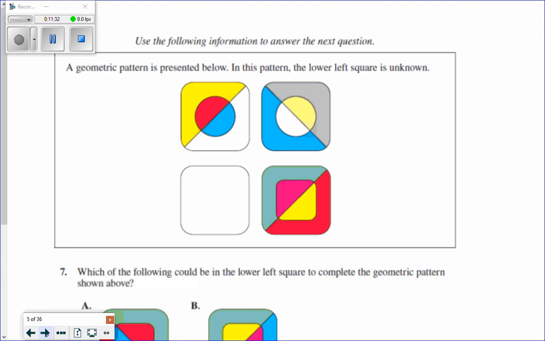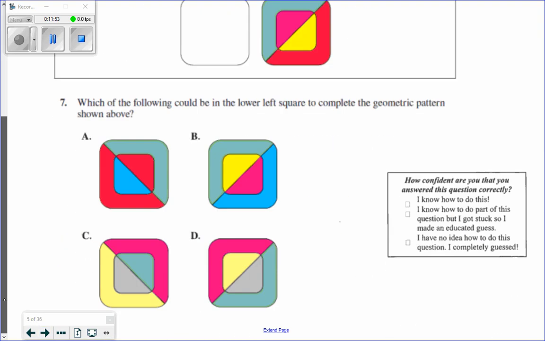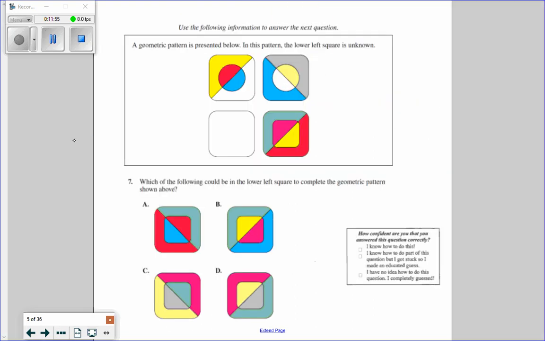Okay. I haven't tried this one, to be quite honest with you. So, okay, a geometric pattern is presented below. In this pattern, the lower left square is unknown. Which of the following could be in the lower left square to complete the geometric pattern shown above? Okay. I was going to say my first instinct would be it has to be a square, can't be a circle. Well, that doesn't help though.